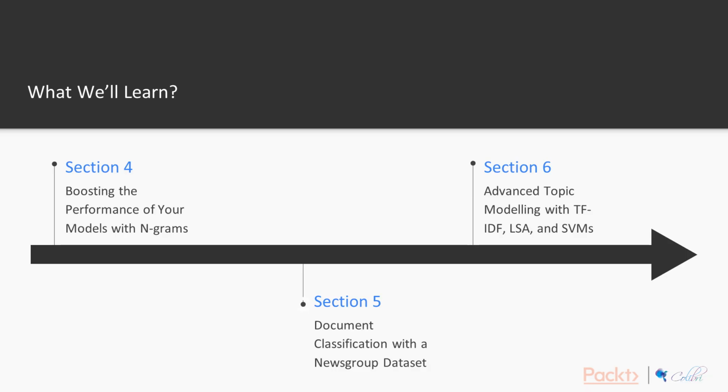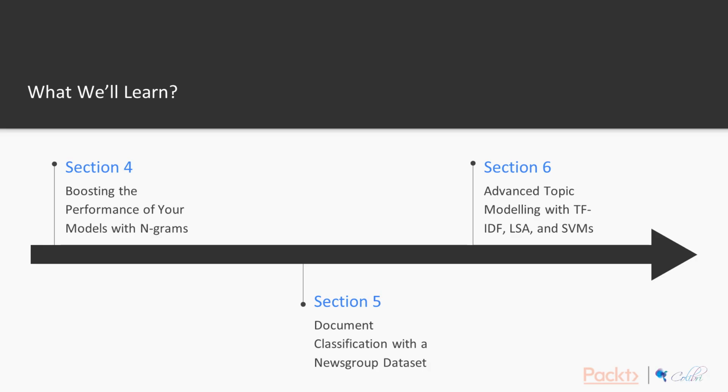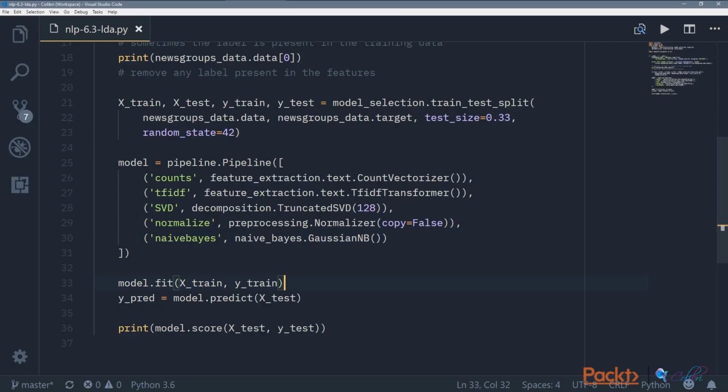In the third project, we're going to show you how we can do a document classification pipeline with a newsgroup dataset, and then advanced topic modeling with TF-IDF, latent semantic analysis, and SVMs.